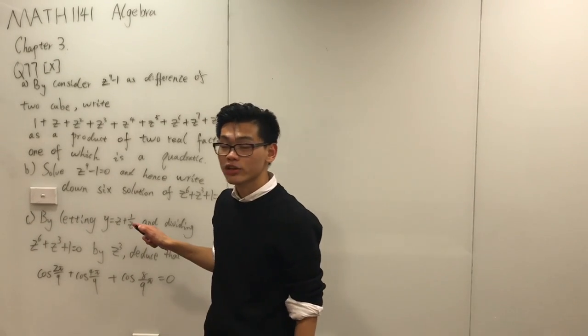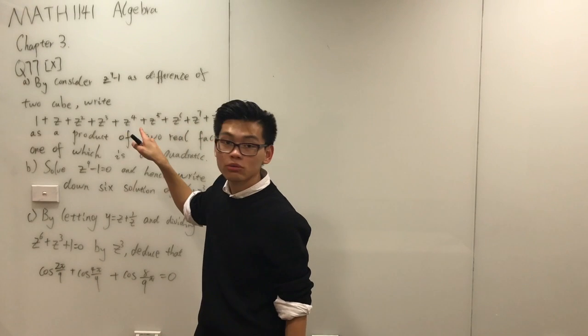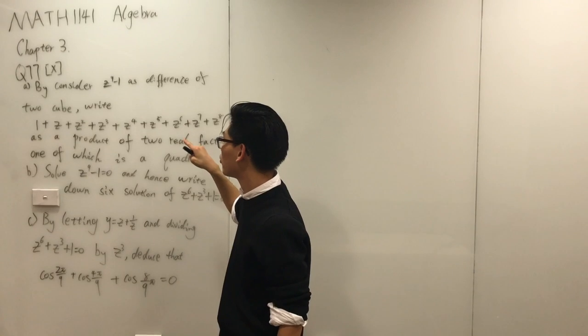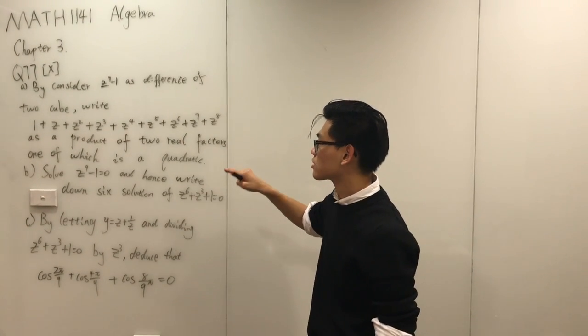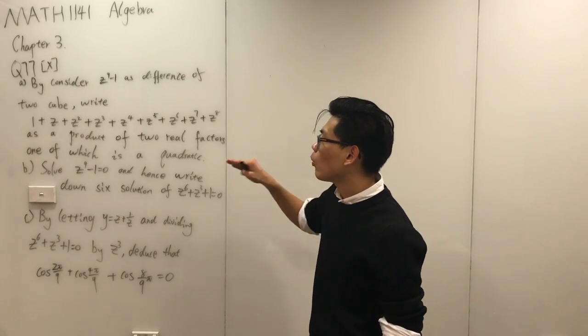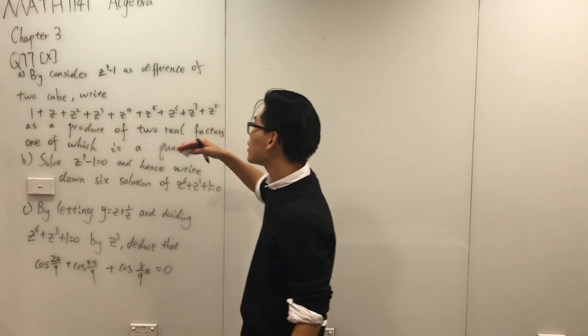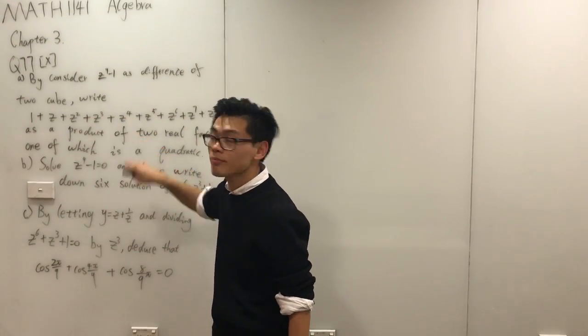Now let's look at this question. By considering z to the power of 9 minus 1 as a difference of two cubes, write 1 plus z squared plus z cubed plus z to the 4 plus z to the 5 plus z to the 6, and so on, plus z to the 8, as a product of two real factors, one of which is a quadratic. Okay, the question asks us to consider z to the power of 9 minus 1 as a difference of two cubes.